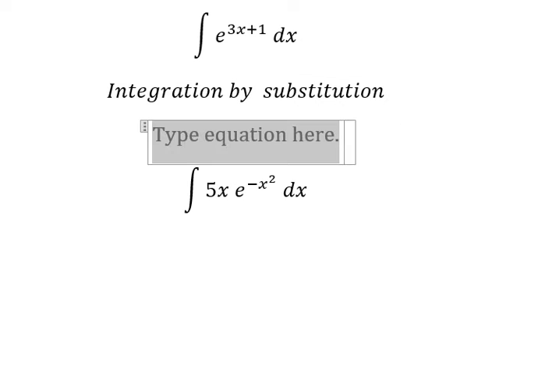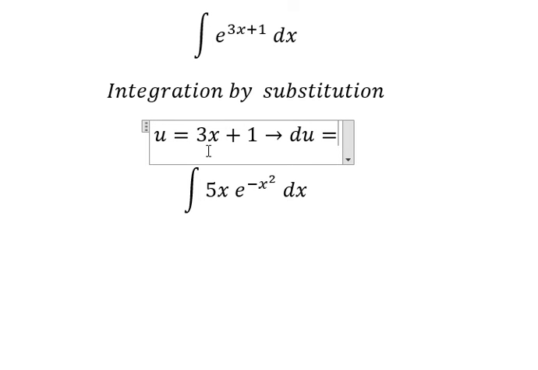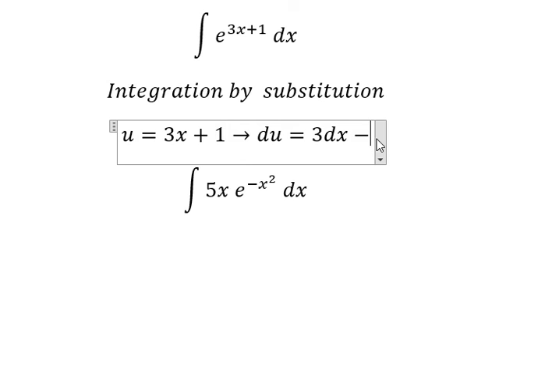So I need to put u equals 3x plus 1. Later, we do the first derivative for both sides. The first derivative of x is 1, so we have 3. The first derivative of 1 is a constant, so you get 0 here. Because we don't have 3 next to the x, we need to divide both sides by 3.